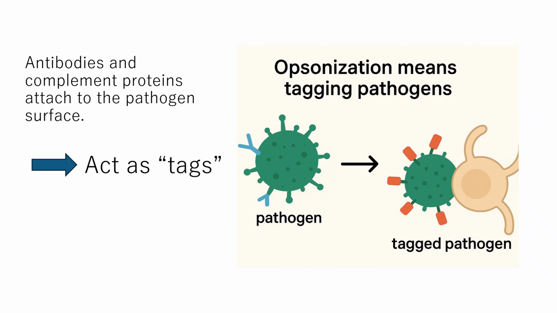Opsonization is a process where the body puts a tag on a pathogen. This tag is made by things like antibodies or complement proteins. When a pathogen gets this tag, our immune cells can find it more easily. These immune cells then grab the pathogen, take it inside, and break it down.